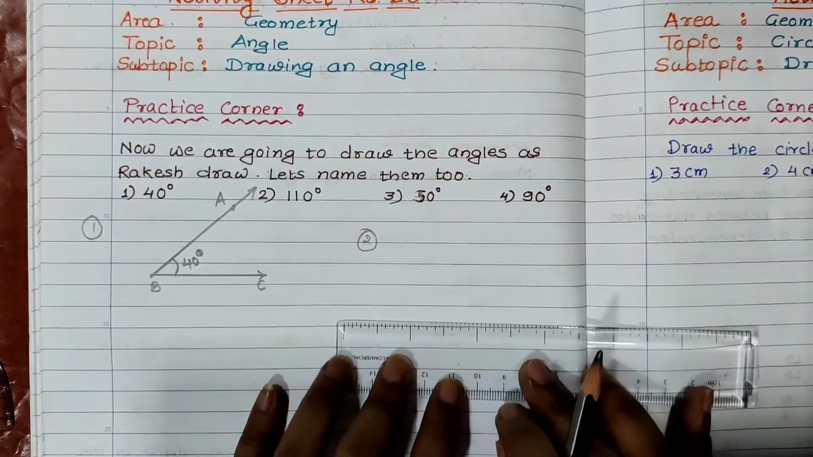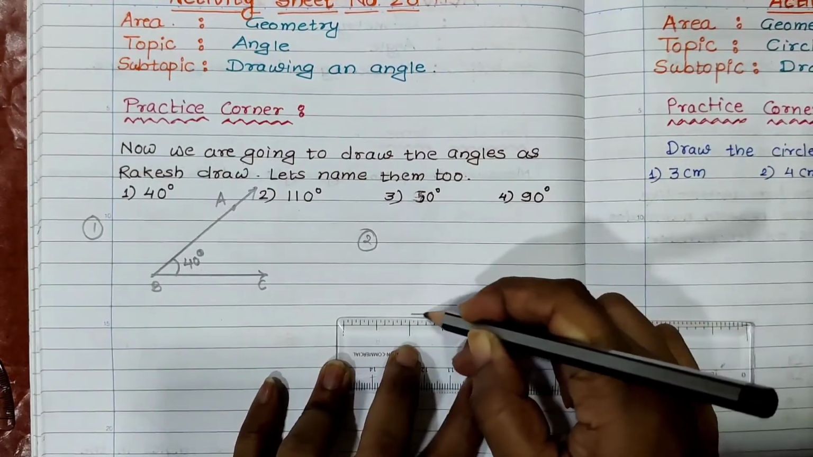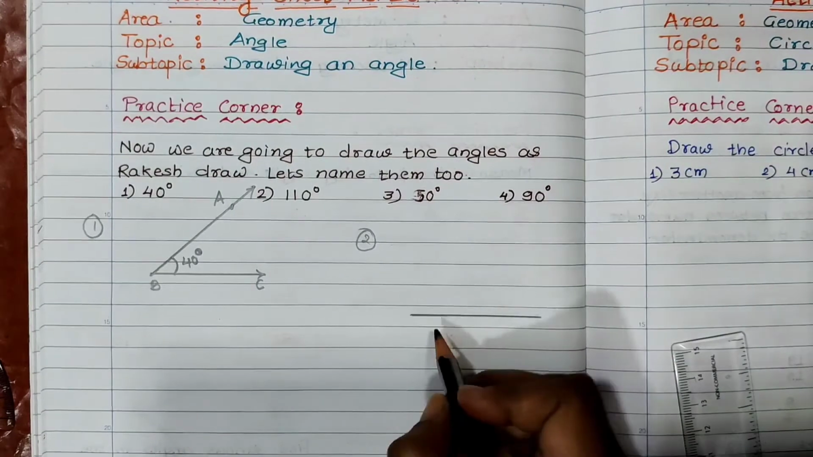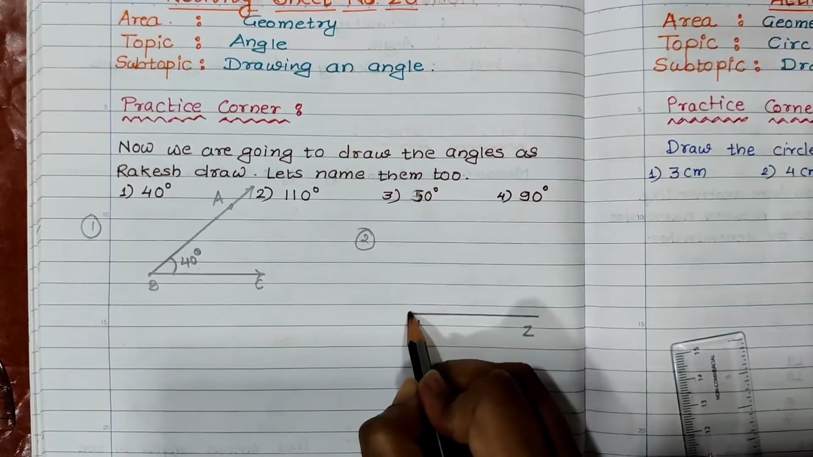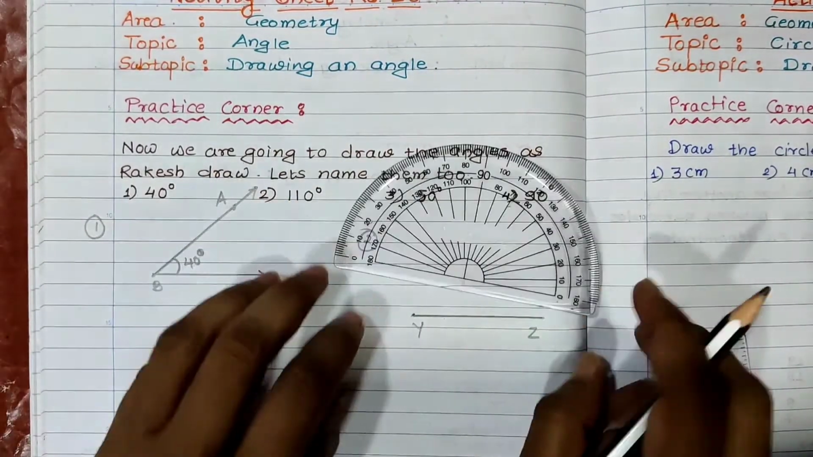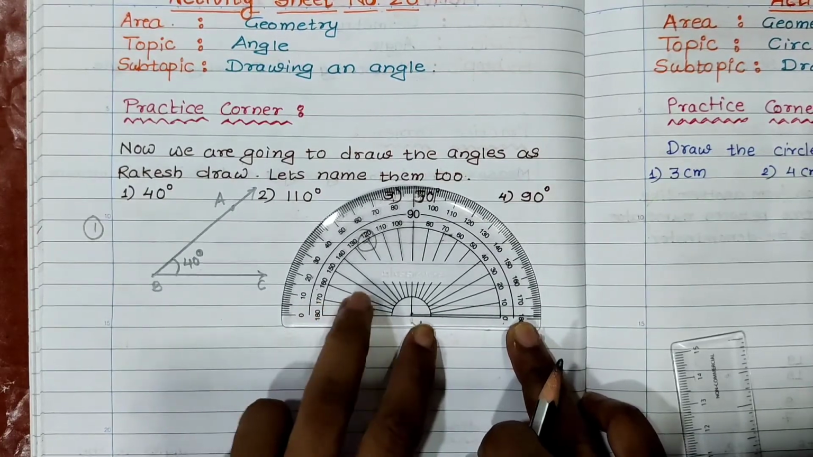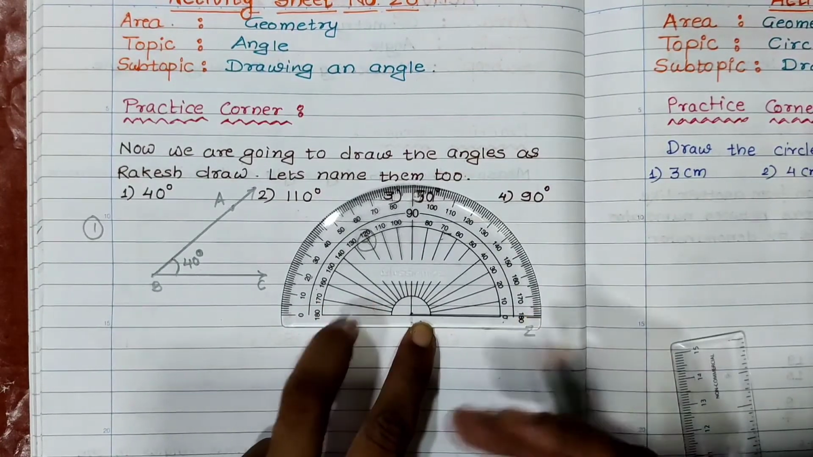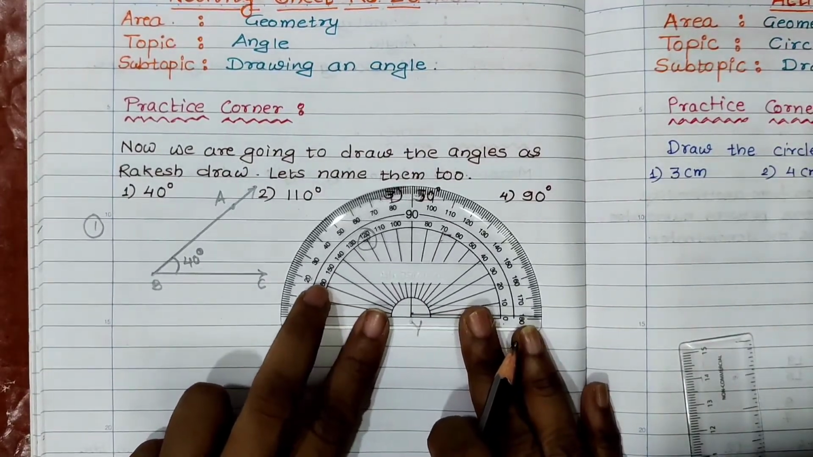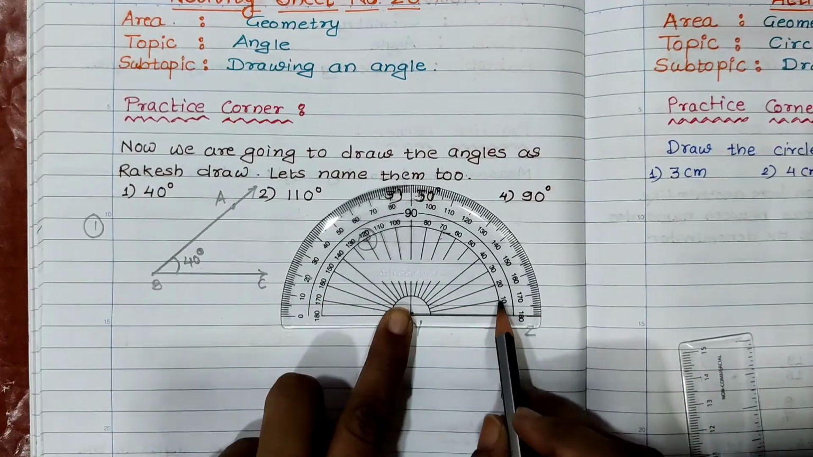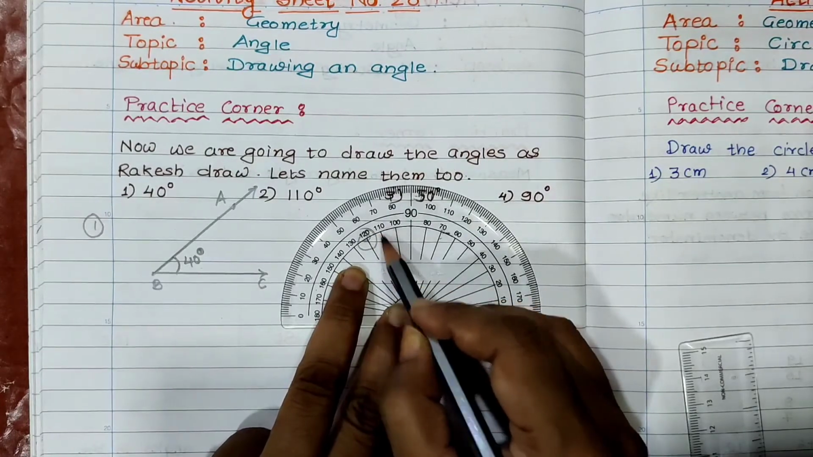We will be drawing one side or one arm. Okay, this is maybe YZ. Now place this protractor properly on vertex Y on side YZ and start counting from 0 of the right hand side, because the side is on the right hand side of this vertex. So count carefully. 0, 10, 20, 30, up to 90, 100 and 110. Can you see here 110 is there?